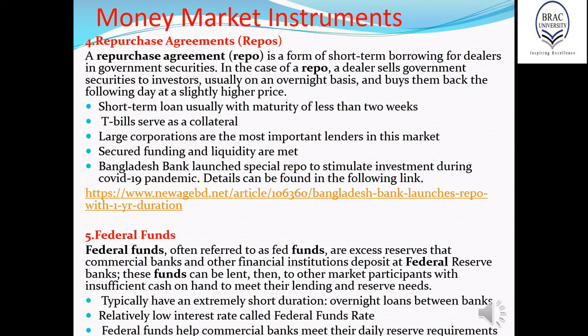Another type of money market instrument are the federal funds. Federal funds are often referred to as Fed funds. Now we need to understand what we mean by federal. So federal funds come from the name of the USA Central Bank, which is the Federal Reserve System, or in short Fed. So by federal funds we mean the funds that are available through the Central Bank of USA.